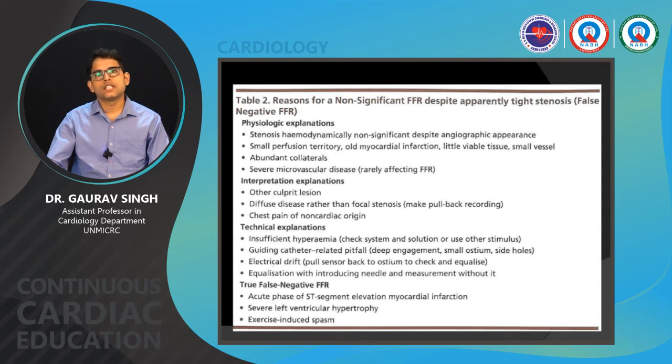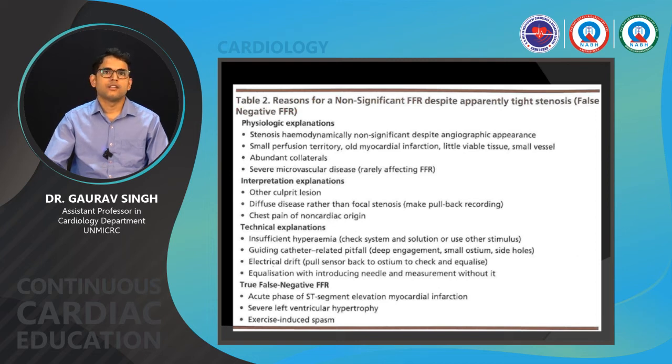So what are the reasons for a non-significant FFR despite an apparently tight stenosis, that is, a false negative FFR? Some of the physiological explanations are: stenosis hemodynamically non-significant despite angiographic appearance, small perfusion territory like an old myocardial infarction with little viable tissue, small vessel, very good collaterals, and severe microvascular disease. These are the physiological explanations for a false negative FFR. Then there may be problems with interpretation, like some other culprit lesions might be there, diffuse disease rather than focused stenosis, and chest pain of non-cardiac origin could be one of the reasons.